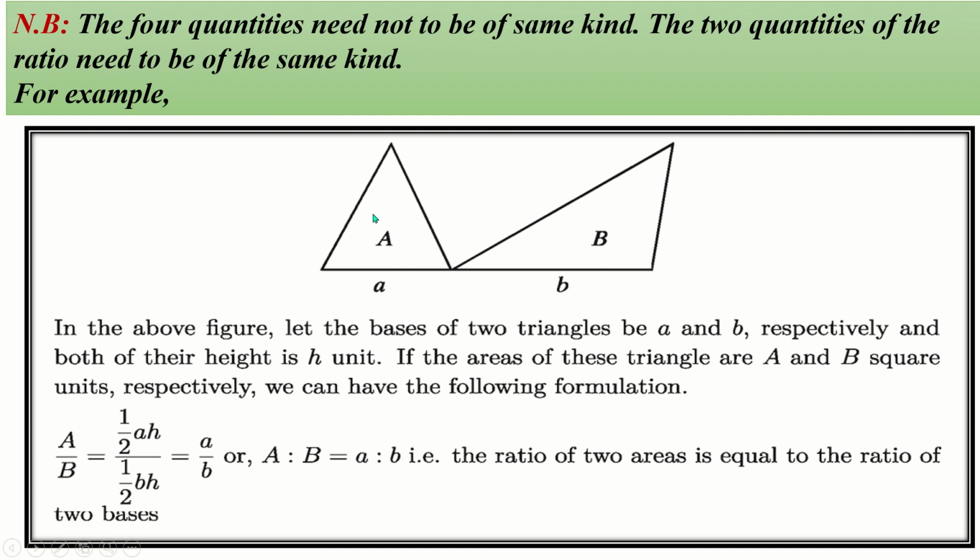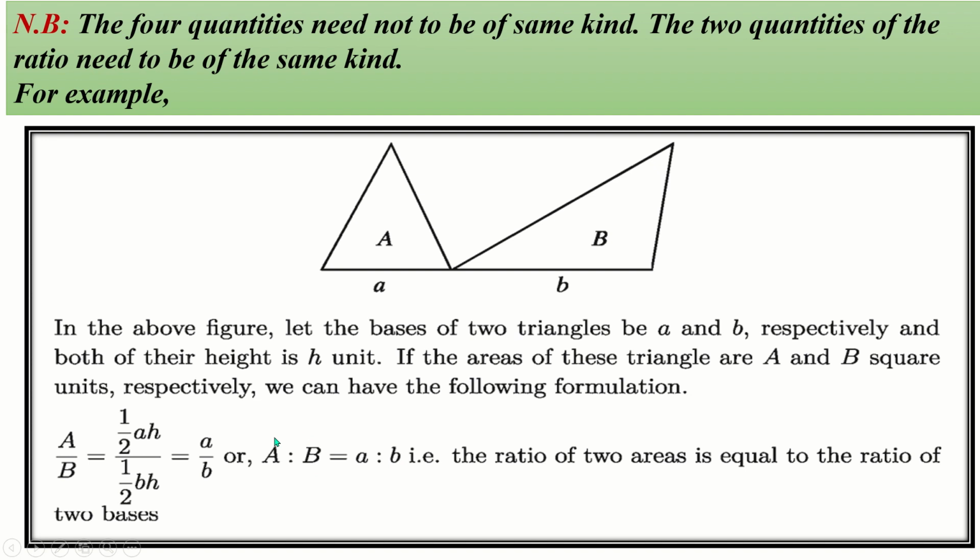Now the area of the first triangle, A, divided by the area of the second triangle, B, is equal to, we can write, half into base into height. Here S is the height of the triangle. So we know the area of a triangle is half into base into height. Now half cancels, S cancels, and we will get a divided by b. That means A is to B equal to small a is to small b.